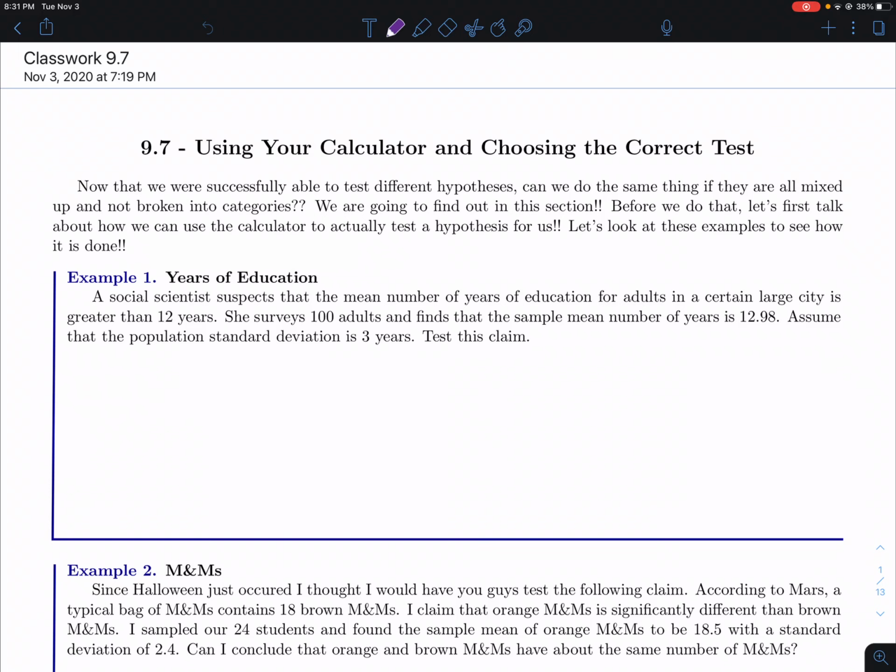All right, so how did everybody do with hypothesis testing with probabilities? So hopefully that went fairly well for everybody.